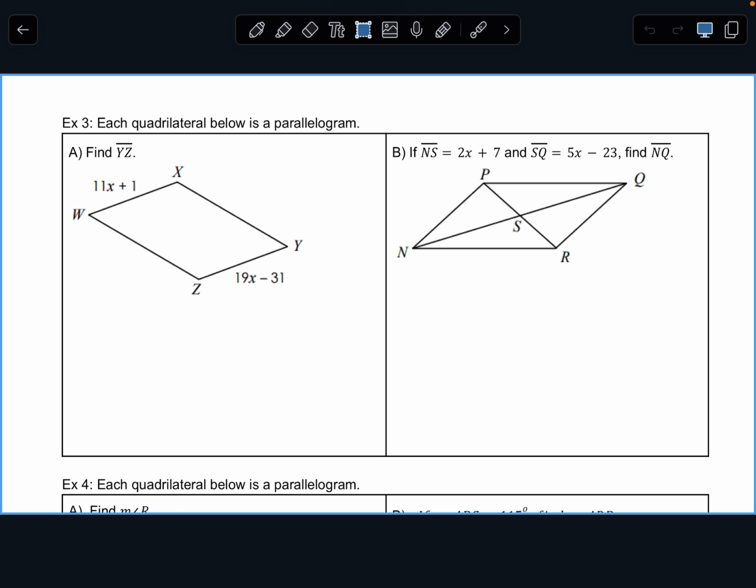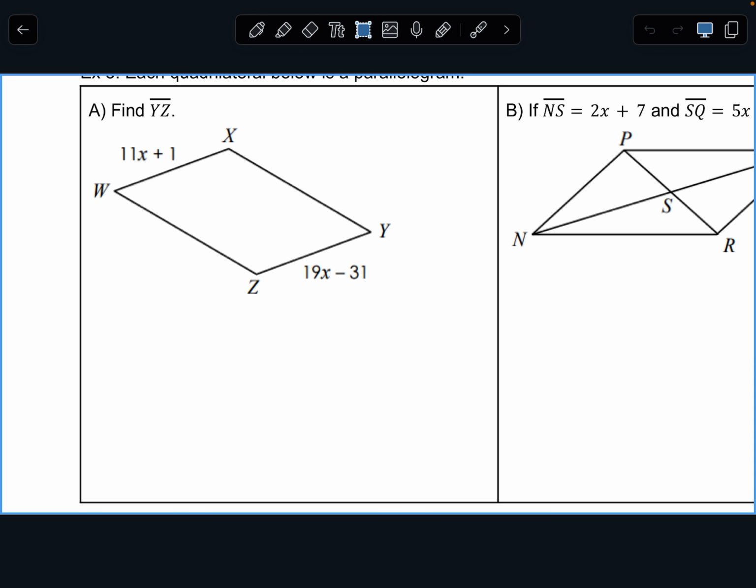We'll be solving for the lengths of sides or diagonals and solving for the measure of the angles in a parallelogram. So the first example, find YZ. YZ is this length here, and we know that it is congruent to the opposite side. So if they're congruent, we're going to set them up in an equation where they equal each other, and then solve.